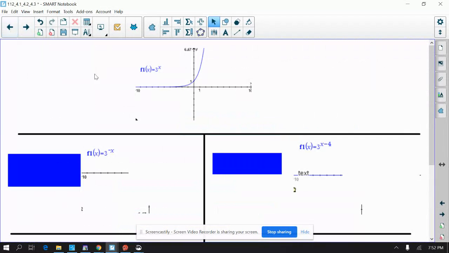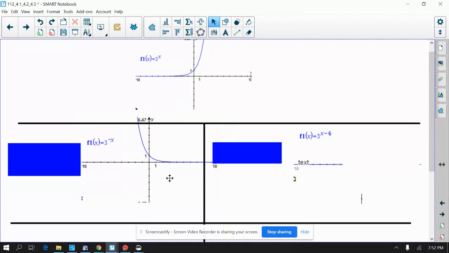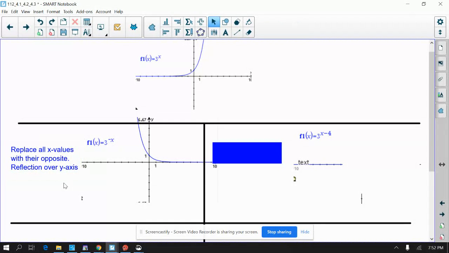Well, transformations. We know what 3 to the x looks like. What does 3 to the -x look like? What transformation occurs? Remember our transformations? If we replace all the x's with their opposites, then that would be a reflection over the y-axis. So it would just flip over left and right. And that is a reflection over the y-axis.